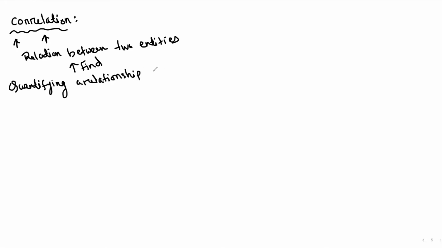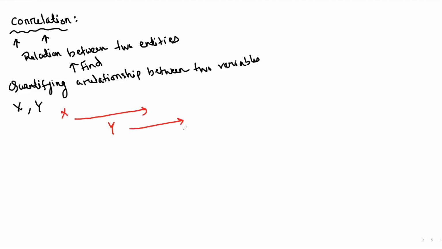Quantifying a relationship between two variables. You need to find out the relationship between two variables. What does it mean actually? Let's say we consider two variables, x and y. If x increases, whether my y is increasing or decreasing. This is what we'll study with correlation.